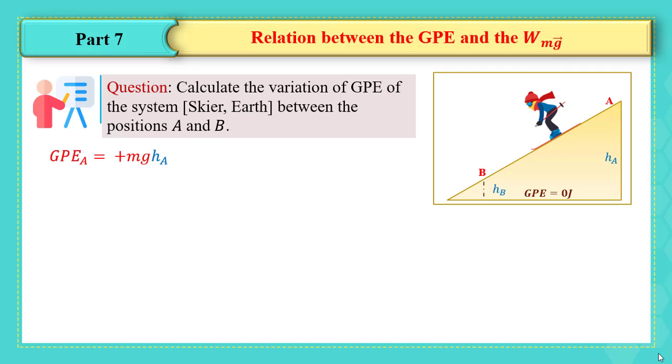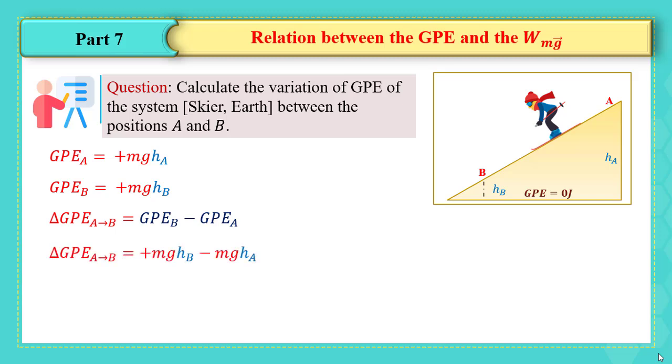GPE at A is plus mgh_A, it is above the reference. Then GPE at B is plus mgh_B. The variation, delta GPE from A to B, is GPE final, which is B, minus GPE initial, which is A. Writing their expressions becomes mgh_B minus mgh_A. Take mg common, it becomes mg times (h_B minus h_A).